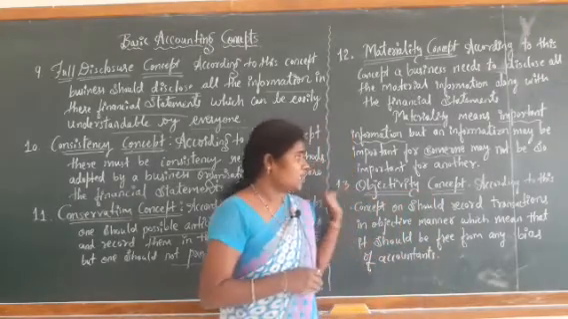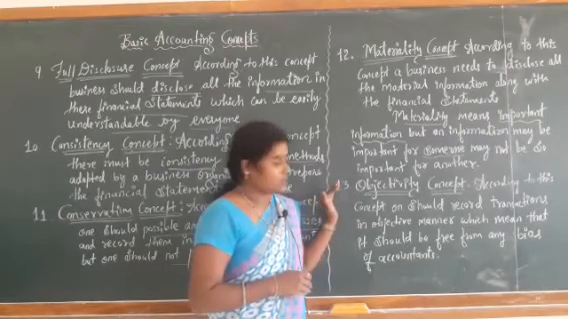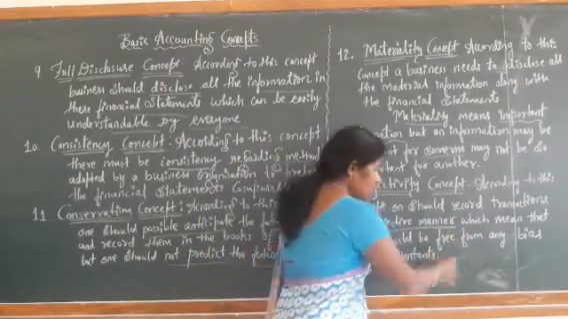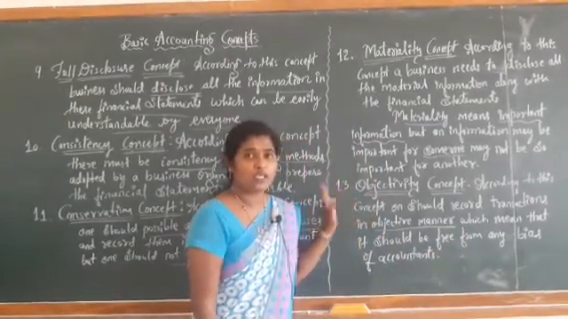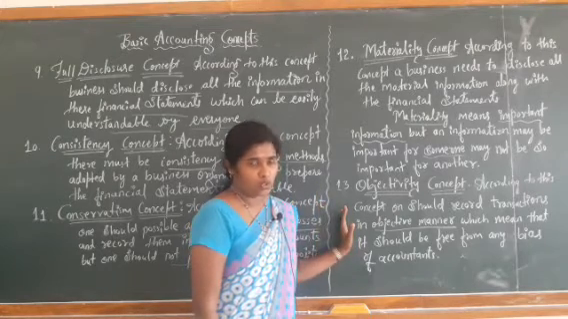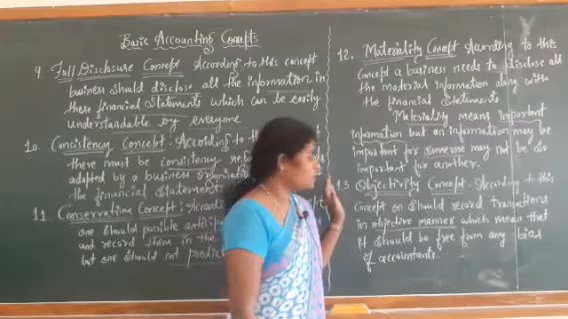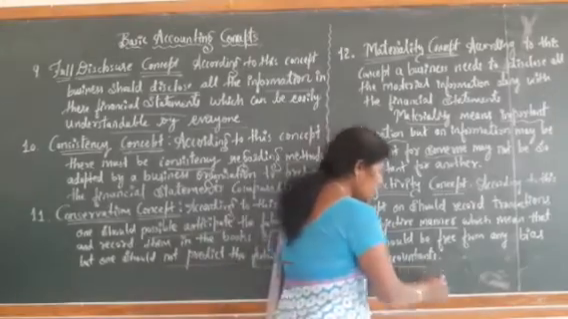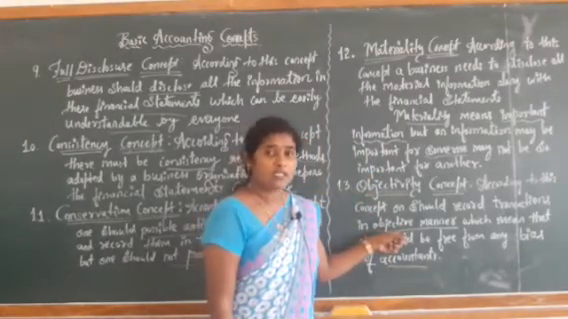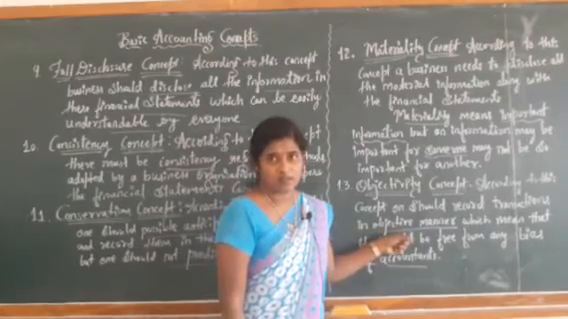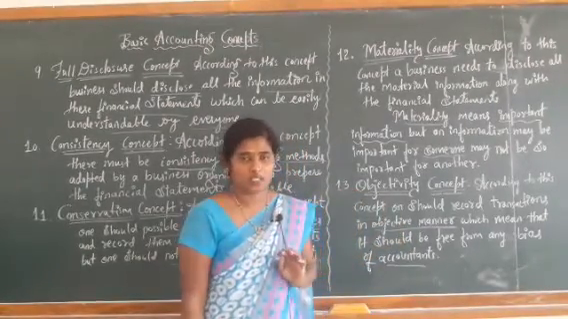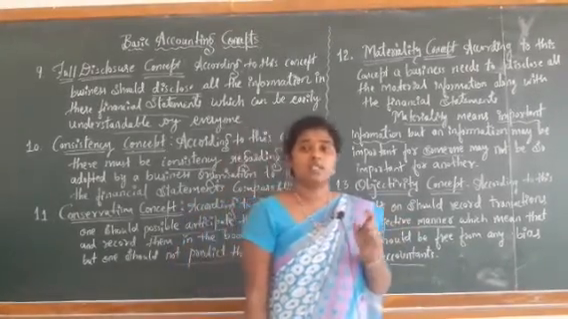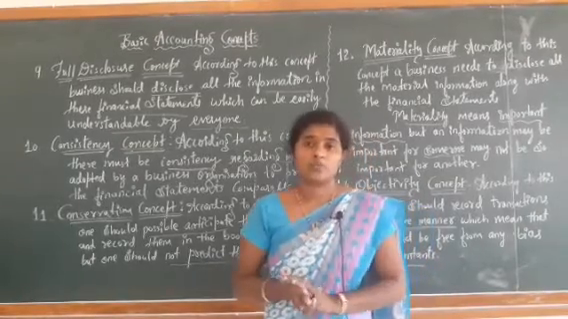So as per this concept, you should record transactions in an objective manner only. Whatever transactions you record in the financial statements should be objective, and should not be subjective. If you record transactions in a subjective manner, the accountant takes the responsibility. If it is objective, there is less risk, because there will be evidence by receipts or vouchers.